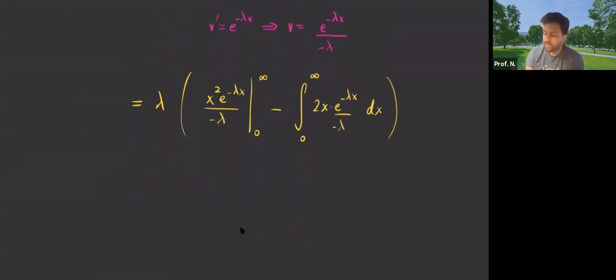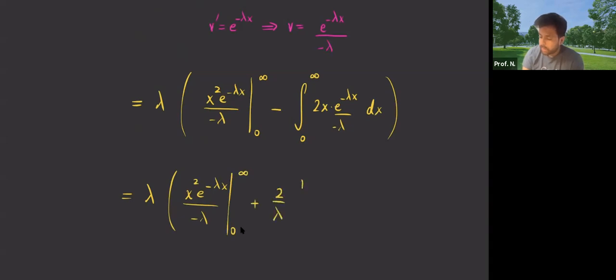Everyone with me so far? You can take out the negative lambda and the 2 out of this integral. And so we get x squared e to the negative lambda x over negative lambda from 0 to infinity, plus 2 over lambda times the integral from 0 to infinity of x e to the negative lambda x dx.